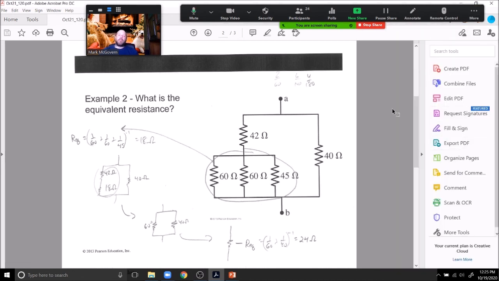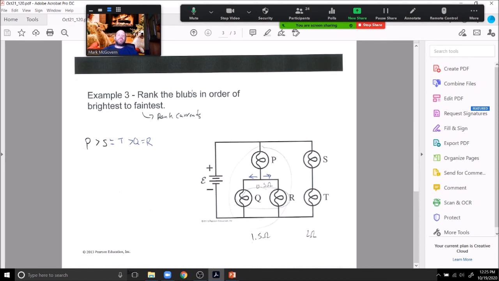Okay, last problem. We want to rank the bulbs in order of brightest to faintest. The assumption here is they all have the same resistance. Okay, so what happens is this. We come out of the battery and we have a junction. Now, more current is going to go out of the junction toward the lesser overall resistance. If we assume everything is, say, 1, for example, that means Q and R will combine in parallel to be an equivalent resistance of 0.5. Combine that with P, it's like an equivalent resistance of 1.5.